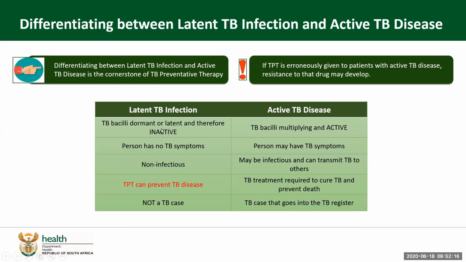The person with latent TB infection, it is very important to note, colleagues, is not infectious, so they cannot transmit TB to others. The person with active TB disease, on the other hand, may be infectious if they have pulmonary TB, and they can transmit the TB bacilli to others when they cough, sneeze, or speak in other instances.